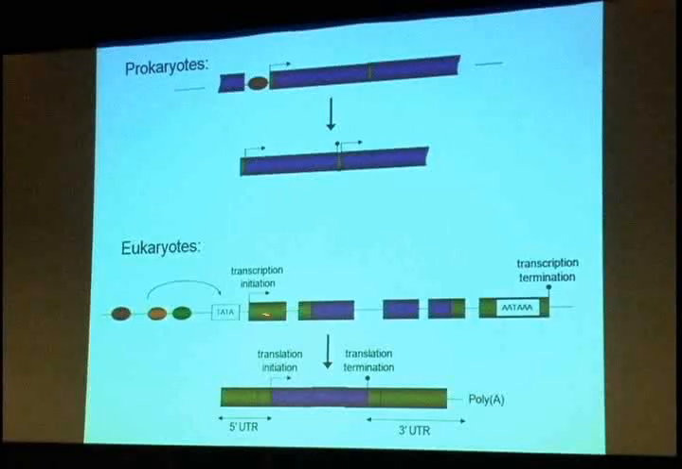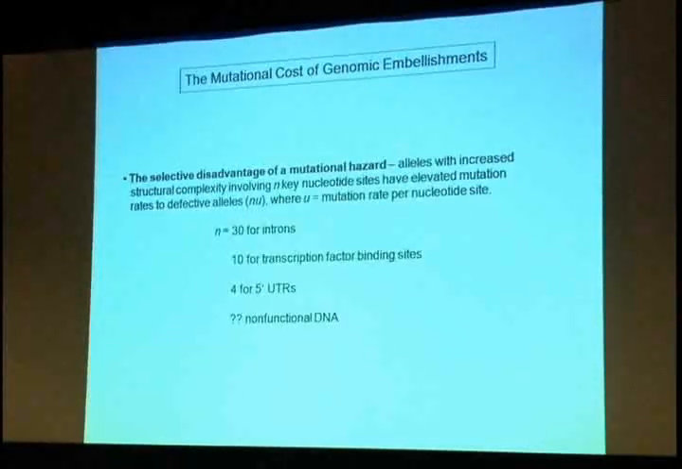So all excess DNA is hazardous in a mutational sense. The cost is pretty pronounced. I'll talk about this for introns in a second. Every intron that you add is about 30 nucleotides that you have to maintain. You can't touch them if you want a functional gene. Prokaryotes don't have to worry about this. Transcription factor binding sites, as I said, are about 10 bases long. 5' UTRs I won't talk any more about. It's a little bit complex.